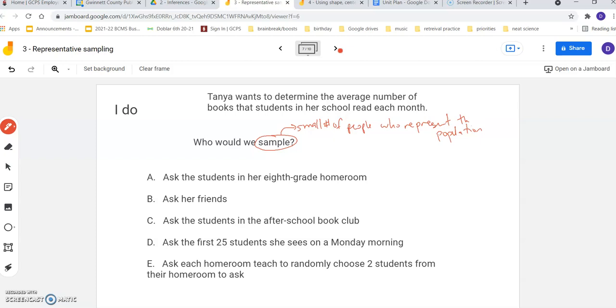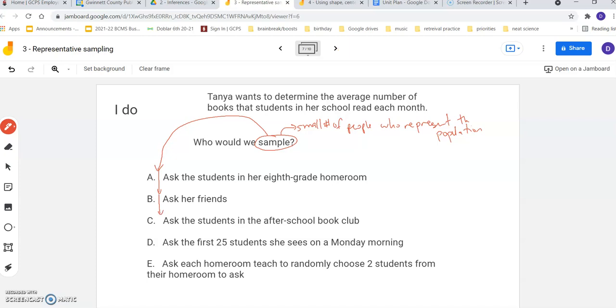So here are some options for how she could find a sample, right? She could ask just the students in her homeroom. That's probably about 20 or 30 kids. Would that be enough? Would that tell her about the whole group? She could just ask her friends. She could just ask the students in the book club.